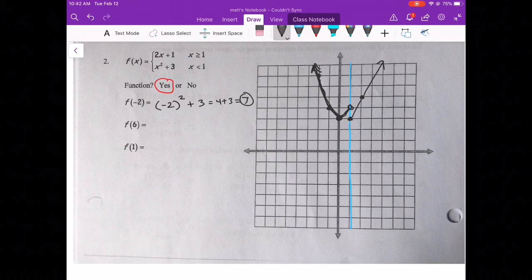Well, 6 is greater than or equal to 1, so it's going to go into the linear. 2 times 6 plus 1, which is 12 plus 1, or 13. All right. And then 1 is equal to 1. Still going to stick with the linear function on that one. 2 times 1 plus 1. So 2 plus 1 is 3. All right, so that's how I graph it. That's how I decide if it's a function. And that's how I can evaluate the function at those points.